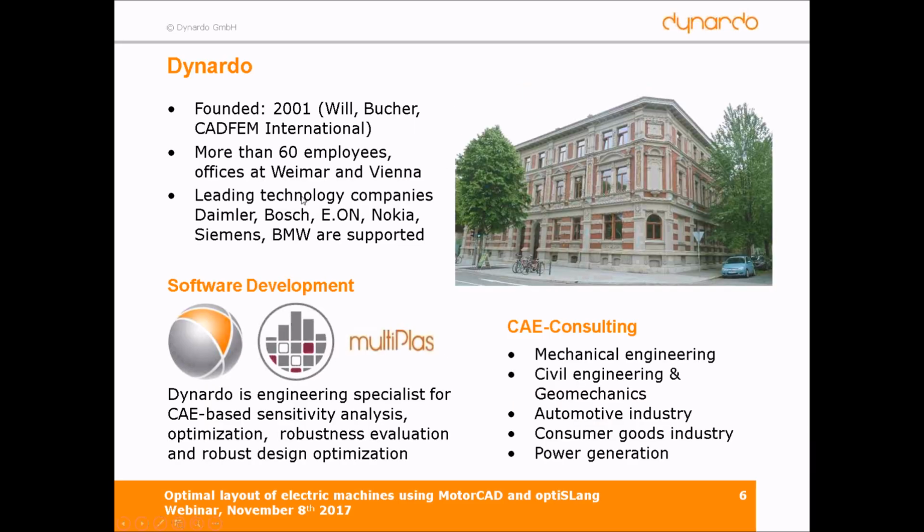Just 2 slides on the company, Dynardo, which was founded in 2001, steadily grew to more than 60 employees now, 2 locations, Weimar and Vienna. Also, there is a steady growth of the customer base, including technology companies from all across the world, Europe, US, Asia. The 3 main software products of our company are optiSLang, that's this symbol here, statistics on structure, there will be one more word on the next slide, and Multiphysics.